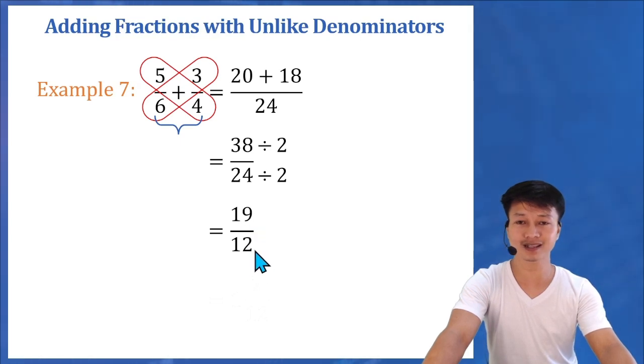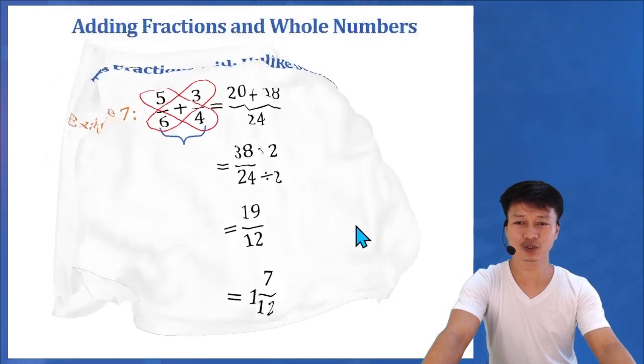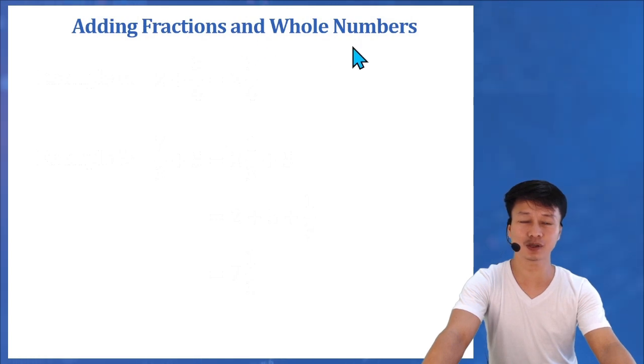And 19 over 12 is an improper fraction. So what we are going to do is to convert it into a mixed number. So this will be equal to, ilang 12 meron sa 19? Of course, ang sasagot nyo ay isa. Then 1 times 12, the answer is 12. Ilan na lang kulang para maging 19? That is 7. So 7 is the numerator of our fraction part over the denominator of this fraction, which is 12. So the final answer is 1 and 7 over 12. That's it. Okay, next, let us now proceed to adding fractions and whole numbers.